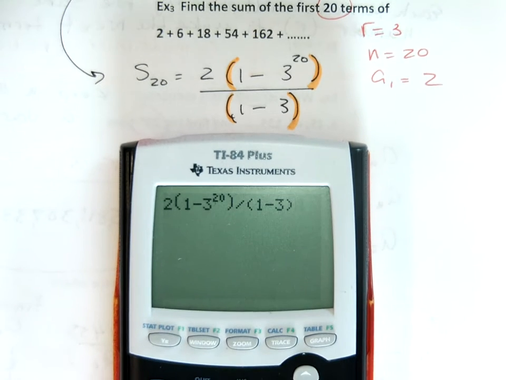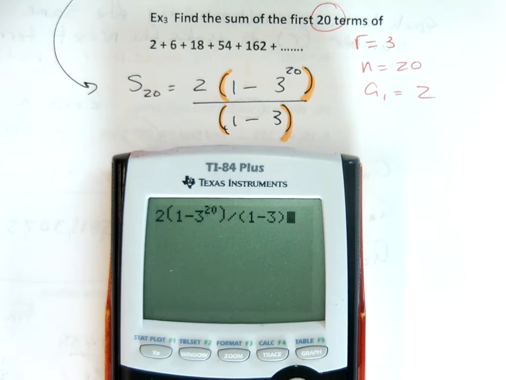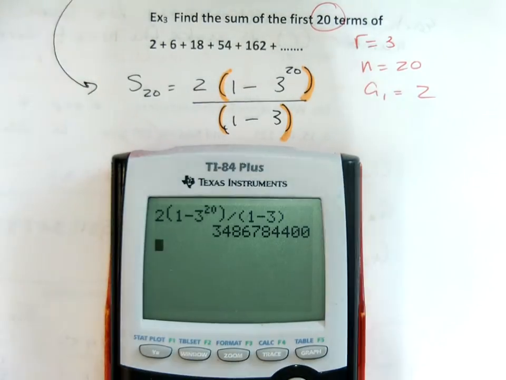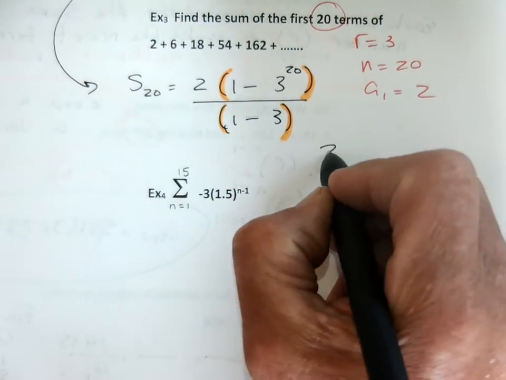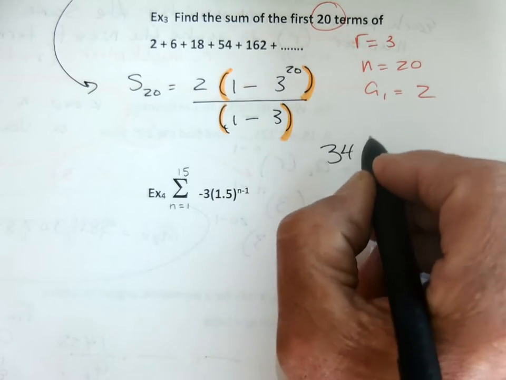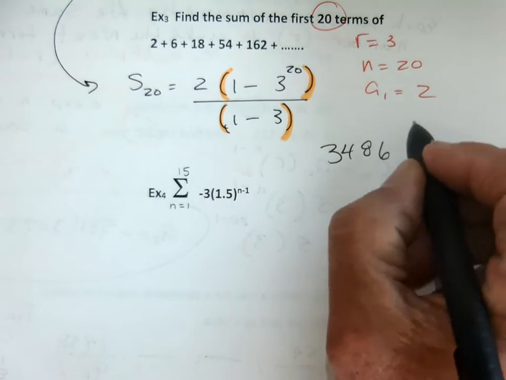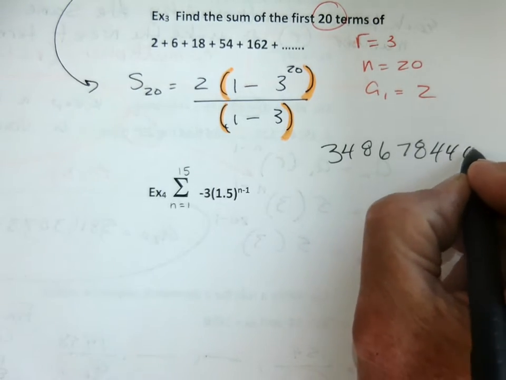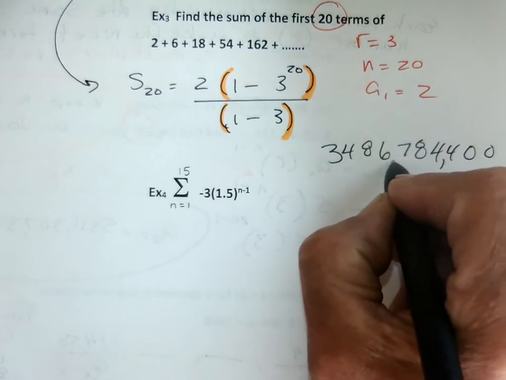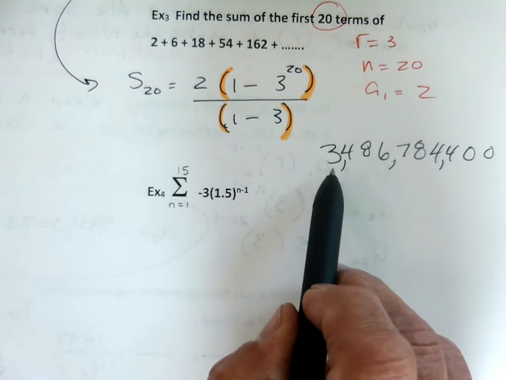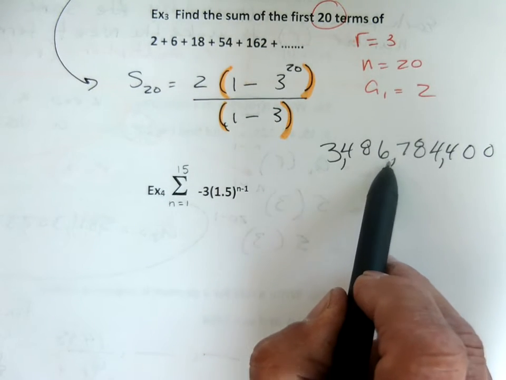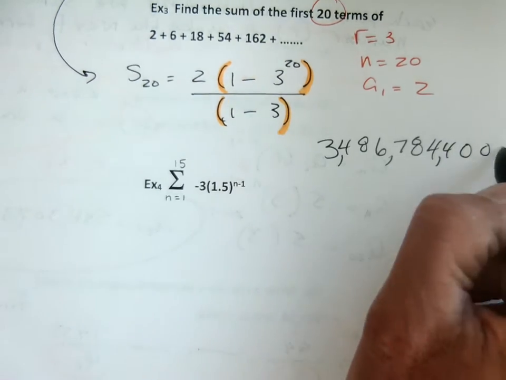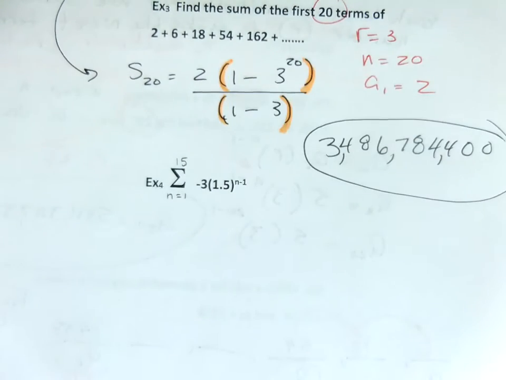Should be a bit, you guys agree it should be a huge number? Gigantic number? Okay, yeah, it is a big number because we're adding all these numbers, they get bigger and bigger and bigger. Let me write these down. 3, 4, 8, 6, 7, 8, 4, 4, 0, 0. So 3,486,784,400 is the sum. Okay?